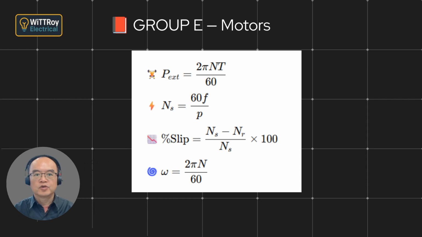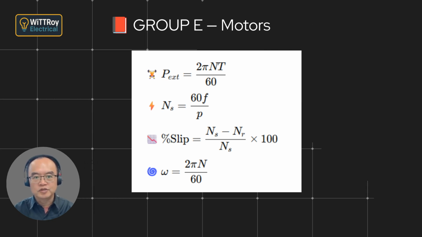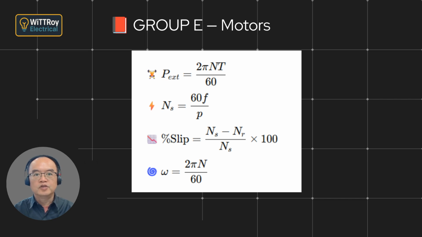Now we go to the next formula. The formula is Ns equals 60F divided by P. This formula calculates synchronous speed, the speed of the rotating magnetic field. F means frequency in hertz. P means number of poles. Repeat, Ns equals 60F over P.